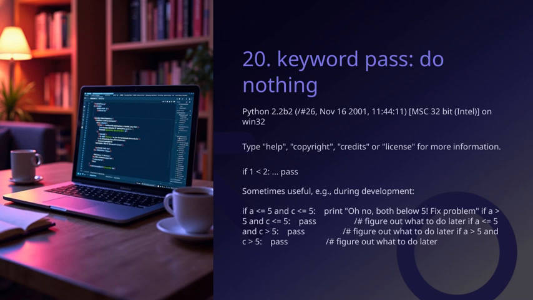It's a simple but powerful way to manage your code during development, especially when you're still figuring out the details. Remember, pass doesn't do anything at runtime, but it plays a crucial role in keeping your code organized and error-free during the writing process.